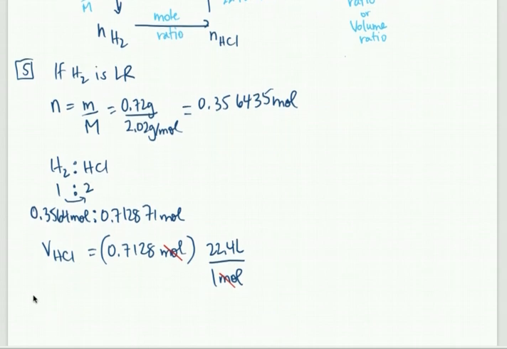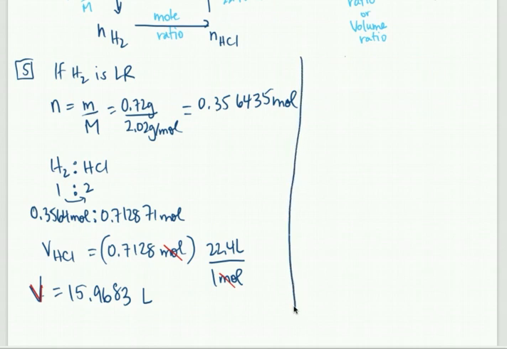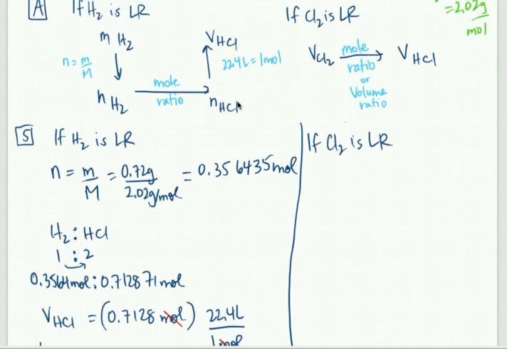Okay, and then you end up with a volume of 15.9683, etc. I'm just going to carry all the digits for now because I want to compare with the other one to see if that's the limiting reagent. So chlorine here. We went through the formula method and found that hydrogen was the limiting reagent here.